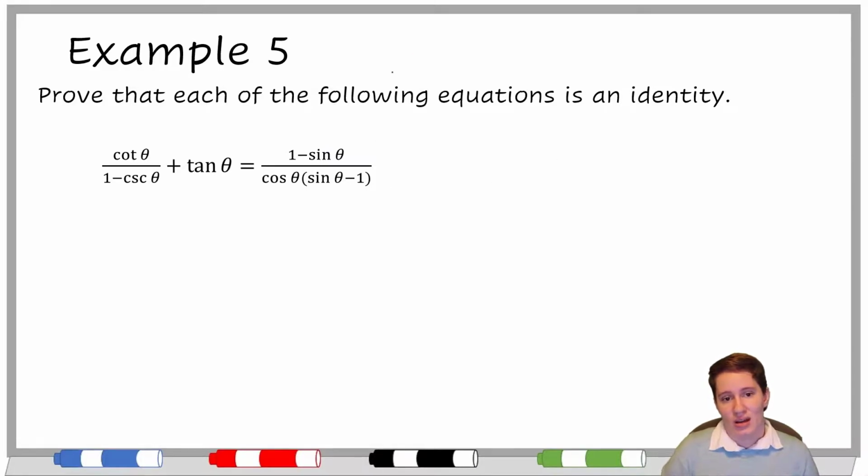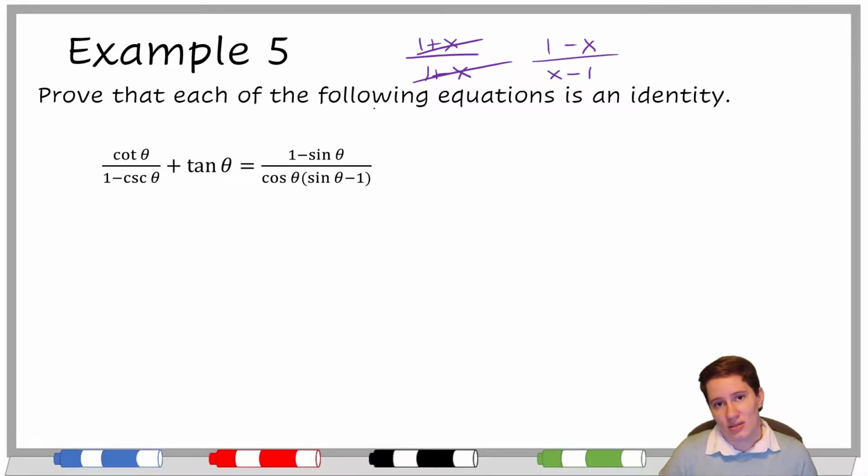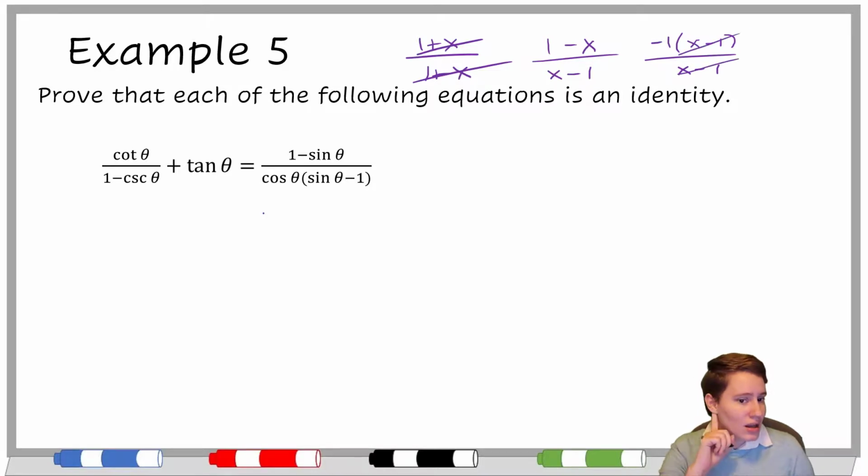When we have things like 1 plus x over 1 plus x, we can cancel them because they're the exact same. When we have 1 minus x over x minus 1, we can't cancel those because they're not the same thing. But we could take a negative out of one of them using factoring, and then all of a sudden they are the same.